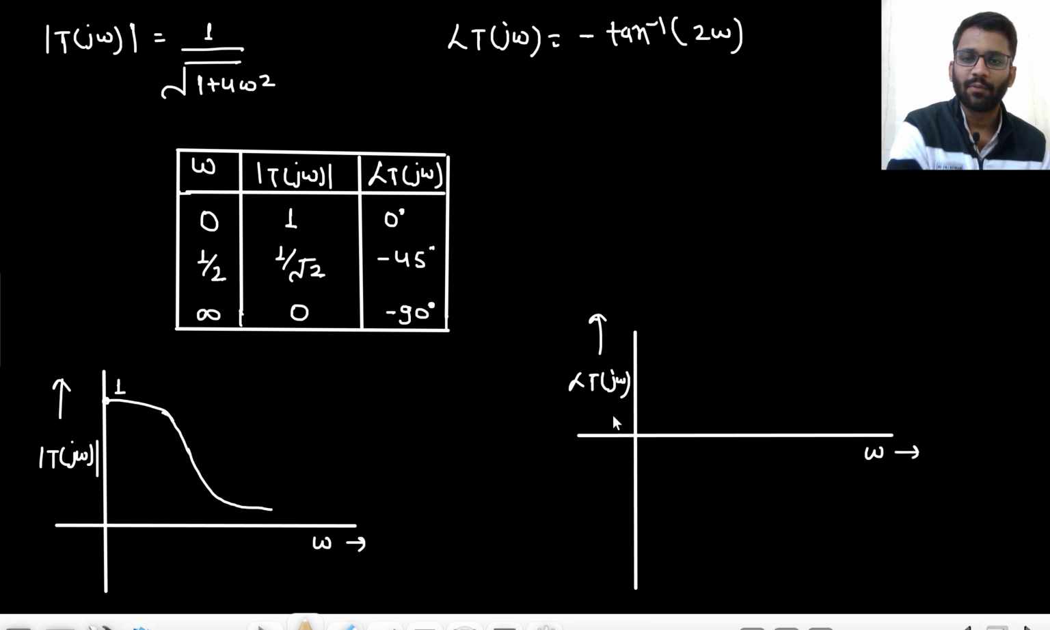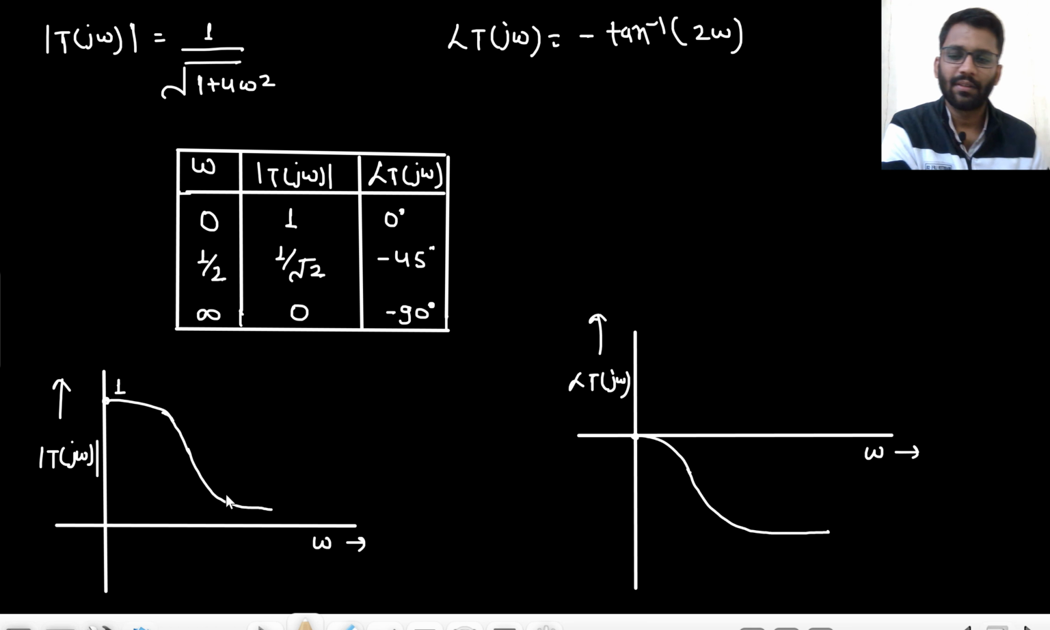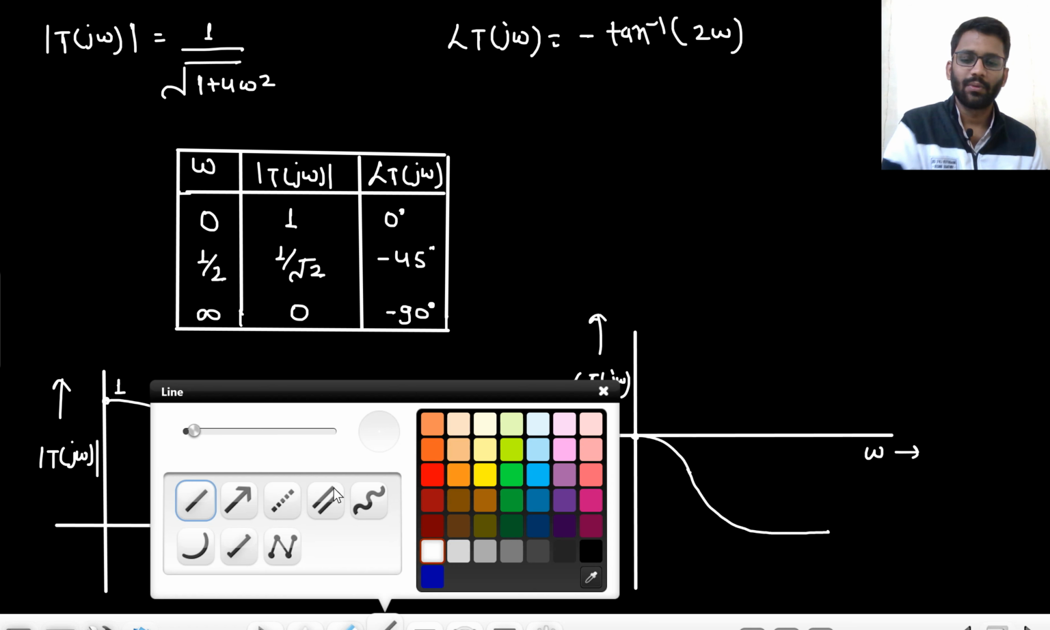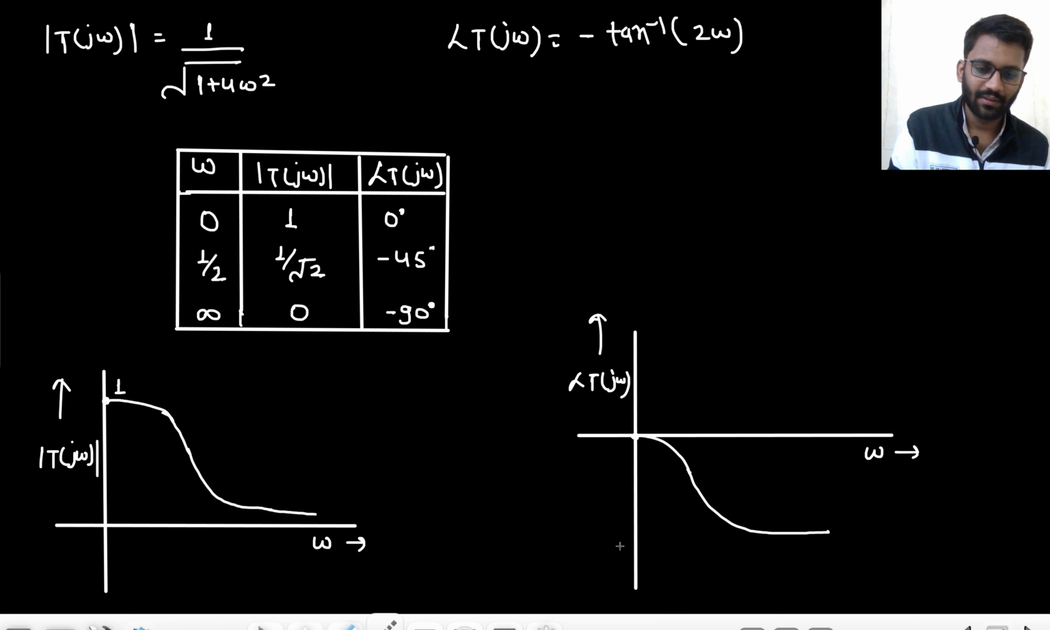Okay, and what about the angle? From 0 degree it will start and it will saturate till 90 degree. Go like this. I should make it in one go only. Okay, till infinity it will go to 0, and at infinity it will go to minus 90 degree.